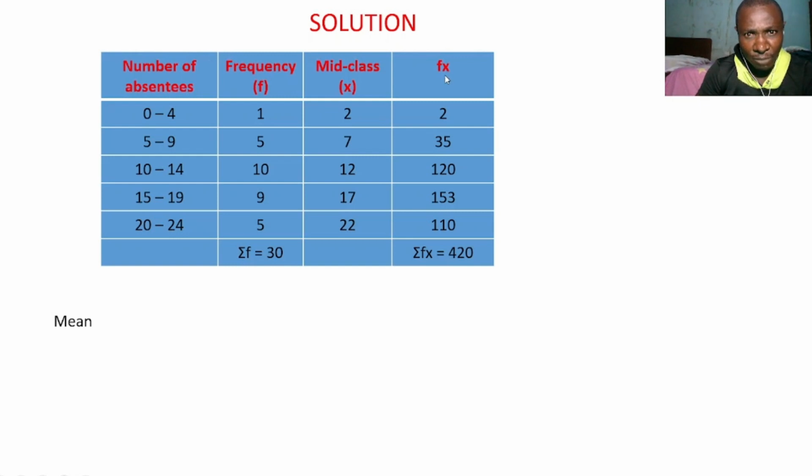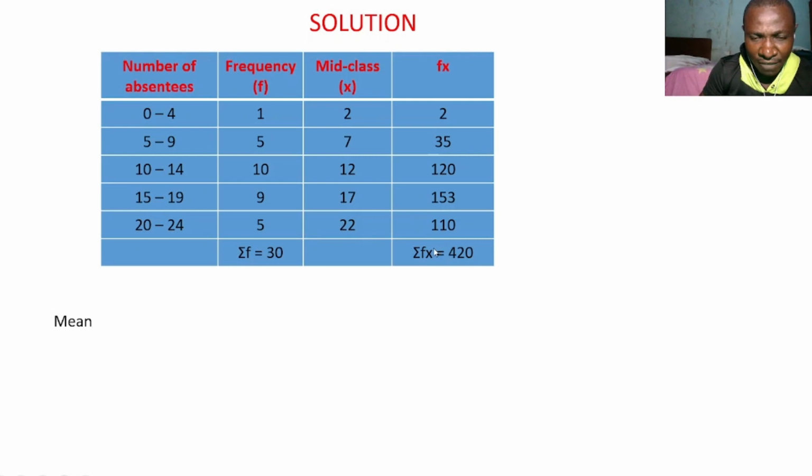With x, or f multiplied by x. Now, to do that, we say our 1 times 2 will give us 2. Our 5 times 7 will give us 35. Our 10 times 12 will give us 120. Our 9 times 17 gives us 153. And our 5 times 22 gives us 110.